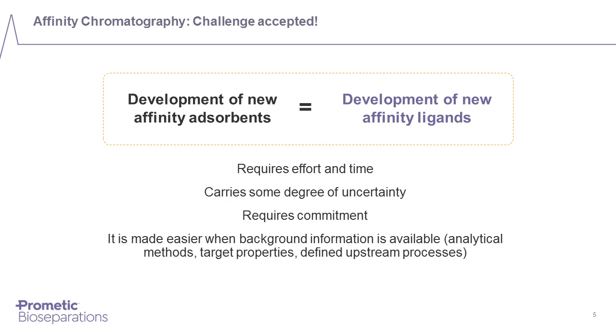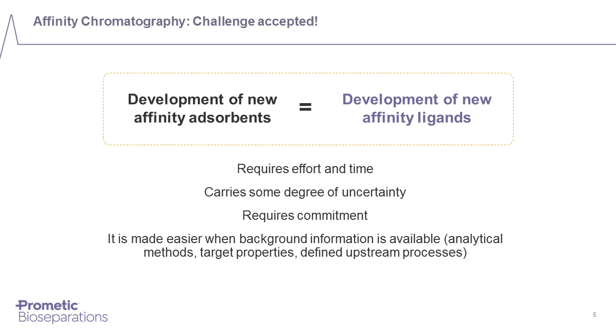The thing that happens a lot with affinity chromatography that people many times just don't think about, or forget if they know, is that if you want to develop a new affinity adsorbent, and that's very much the case for a lot of target proteins that people come to talk to us about, you need to develop, most of the time, a new affinity ligand. So that requires quite a bit of effort and time, and of course, as any research program, carries some degree of uncertainty.